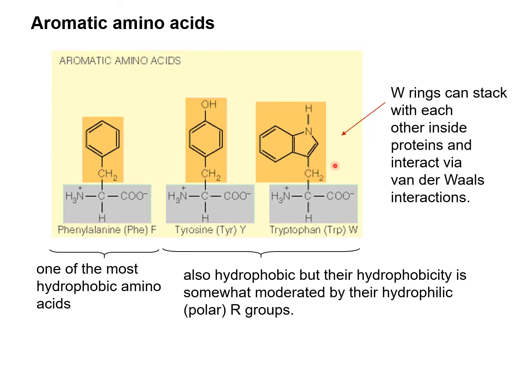And these are the aromatic amino acids: phenylalanine, tyrosine, and tryptophan. And especially the tryptophan rings can stack with each other inside the proteins and can interact via van der Waals interactions to stabilize the internal structure of the protein. And phenylalanine is one of the most hydrophobic amino acids, as you can imagine, that has the phenyl ring here. And these two amino acids are also hydrophobic, but their hydrophobicity is somewhat moderated by their hydrophilic R groups, such as the hydroxyl group here too.